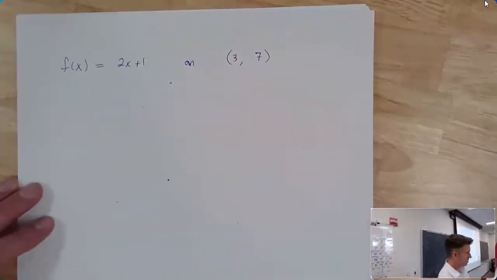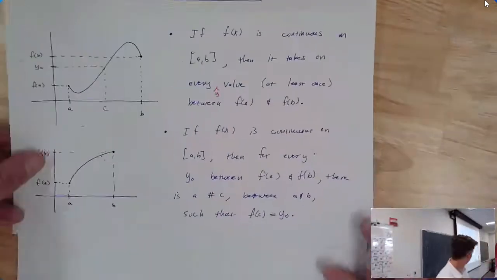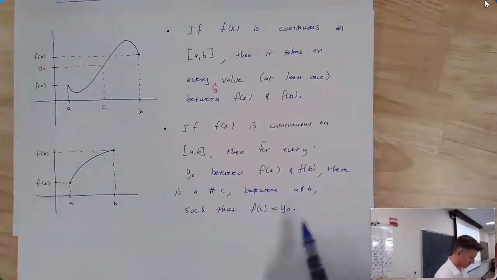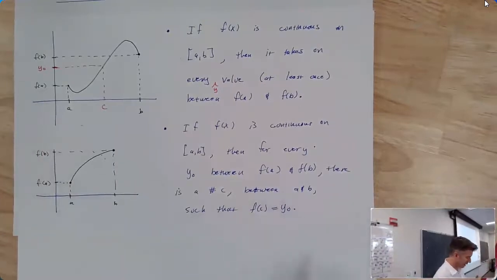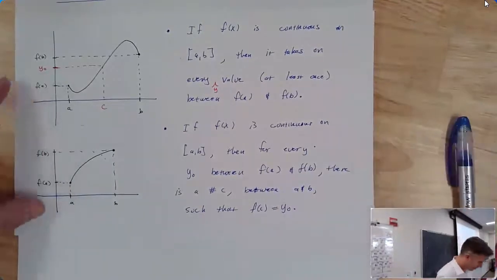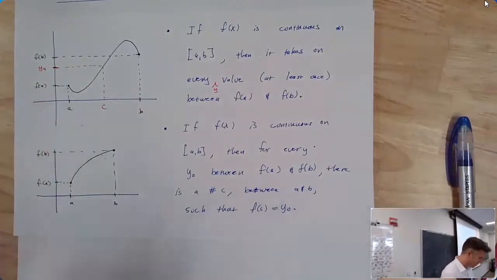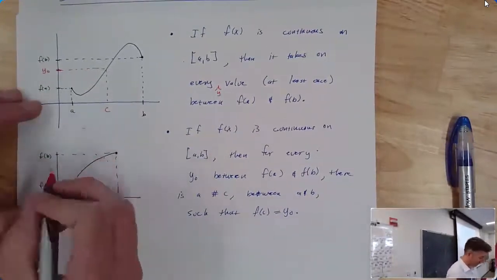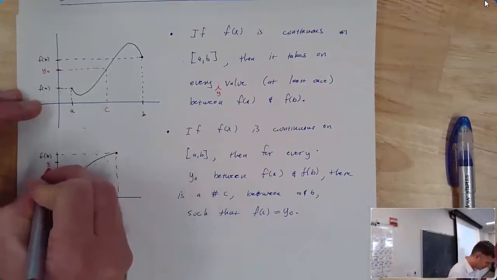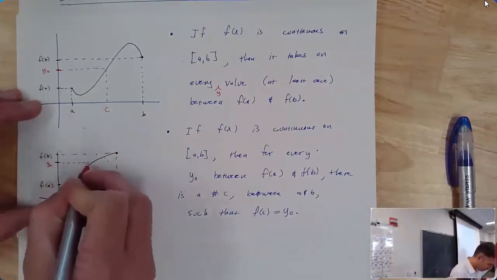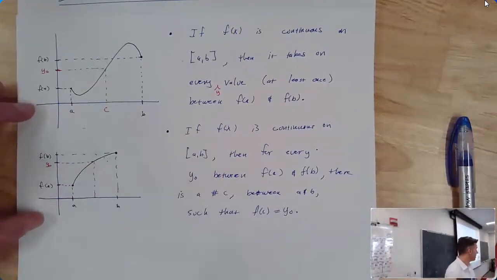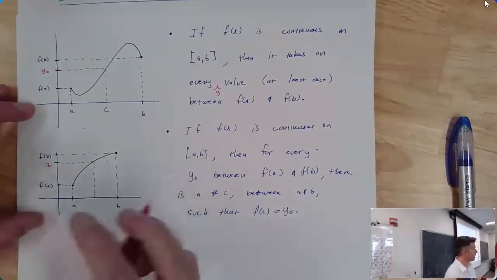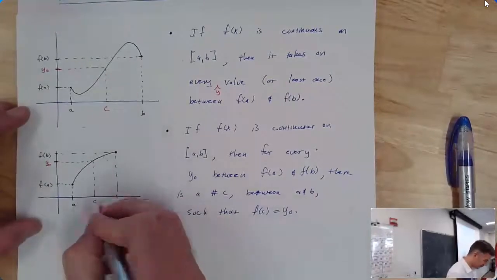Sure. The last little part says there's a number c between a and b such that f of c equals y naught. So basically, all we're saying is that just like in this picture here, for every y naught between f of a and f of b, you pick some y value, there has to be a corresponding c value between a and b. It has to live on the interval that you've already been given, like that.